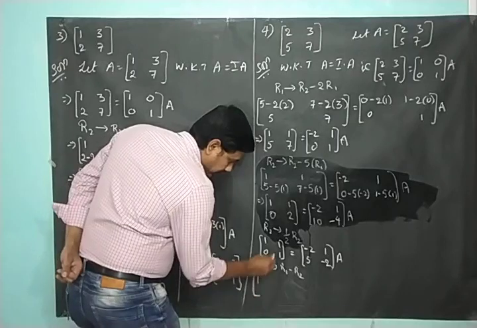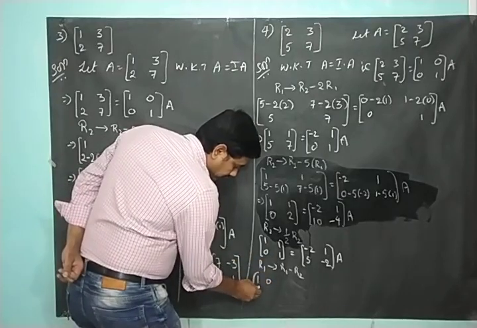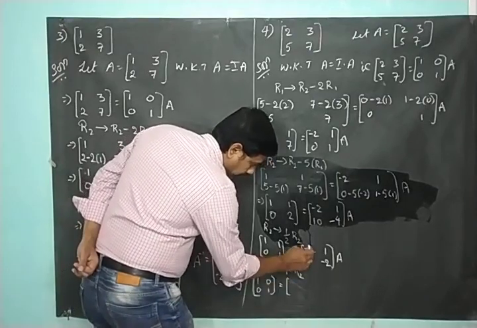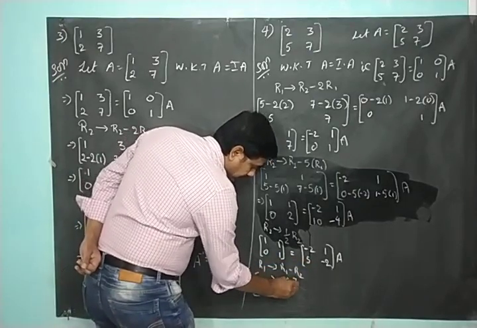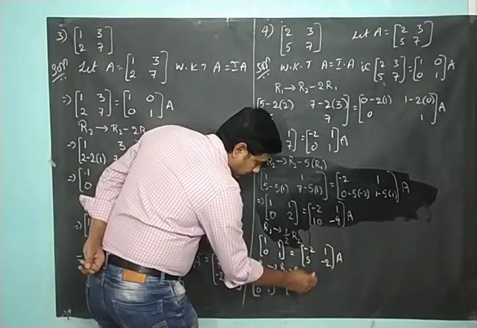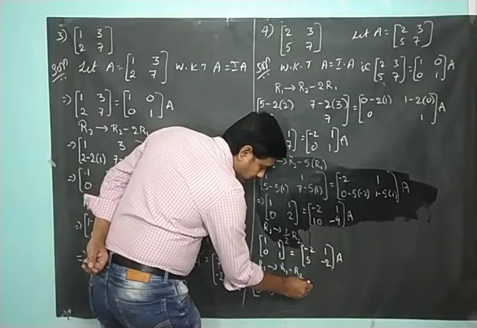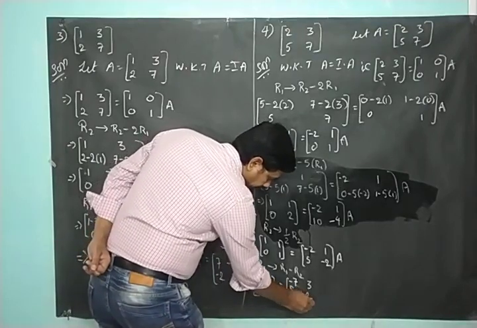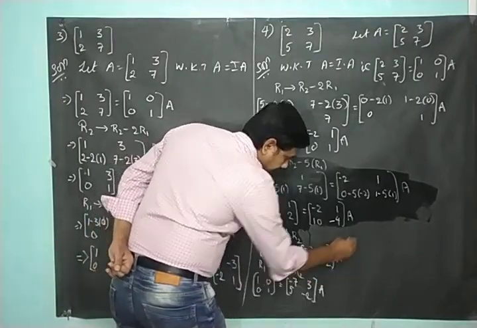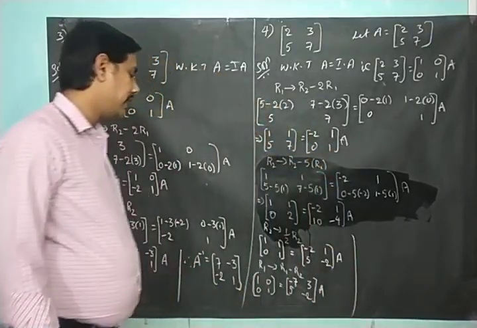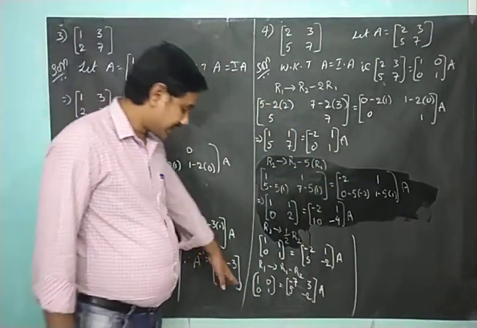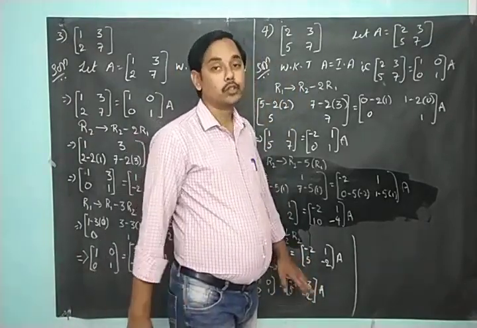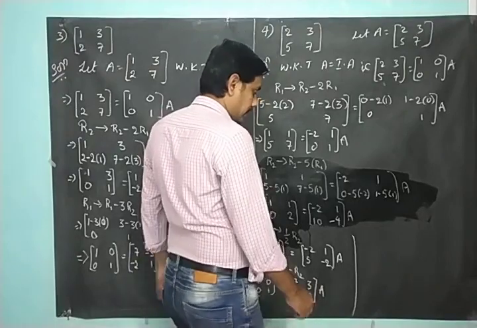So what we will get here? 1 minus 0 is 1. 1 minus 1 is 0. 0, 1 is equal to minus 2 minus 5. Minus 7. 1 minus of minus 2, that is plus 2. That will be 3. Then 5 minus 2 into A. So we got A into A inverse is equal to I. So that is I is equal to some value into A. So that value will be A inverse. Right?